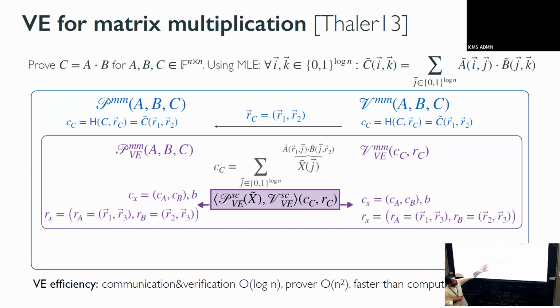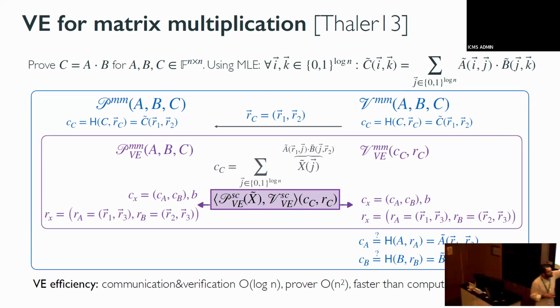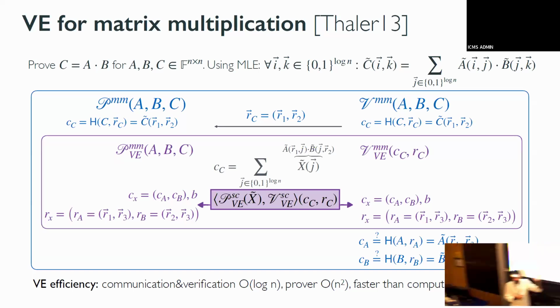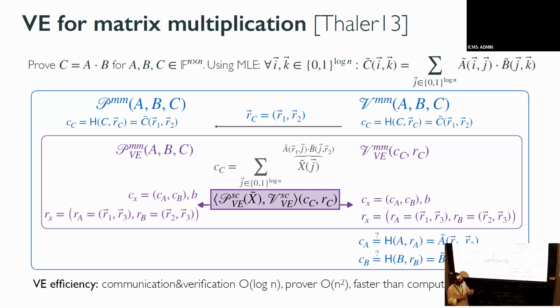Then essentially you run a verifiable evaluation for the sum check to prove this claim. It concludes by checking the fingerprints of the input matrices. Since we are just running a sum check protocol here, the soundness relies on the sum check protocol soundness and the binding of this fingerprint, that is, the fact that you cannot find collisions for these multilinear extensions.